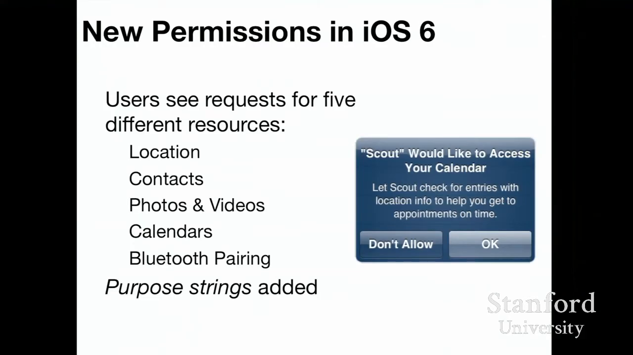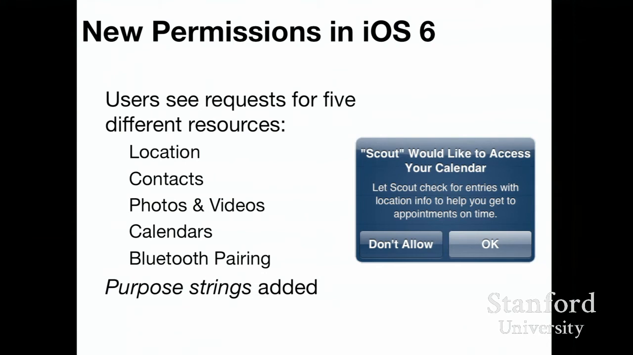So what we looked at here was iOS. iOS 6, which has been out for about a year now, added runtime permission requests for 5 different things. Any app that requests location, contacts, photos, calendars, or Bluetooth pairing shows a runtime request like this the first time the app requests that ability. Once it's allowed, the user never sees it again for that particular app. They can go to a settings panel to revisit that decision, but the app never bothers them again.